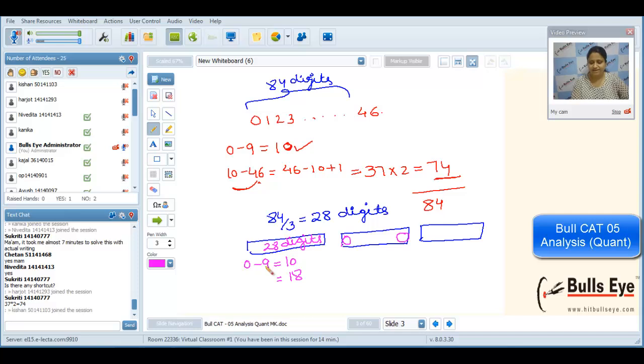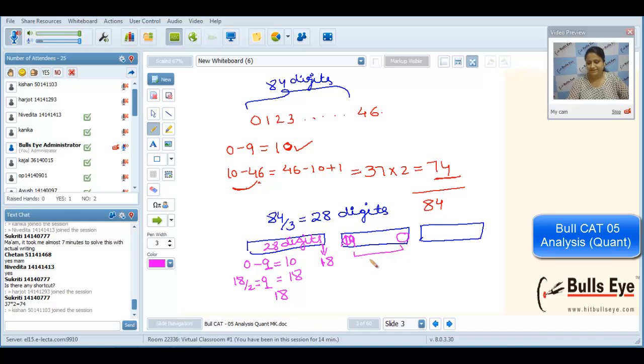And after 9 we get 2-digit numbers. So I am taking 18 by 2, that is 9. It means after 9 we are taking 9 more numbers, so it will be 18. So on this sheet the last number will be 18. So on the next sheet the first number will be 19.